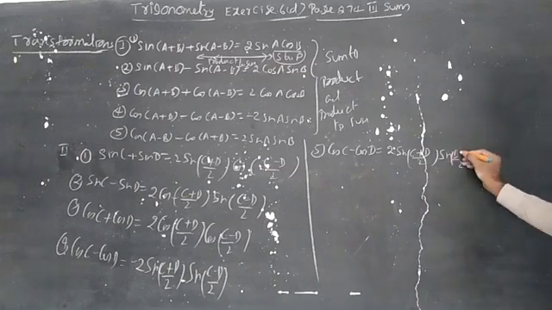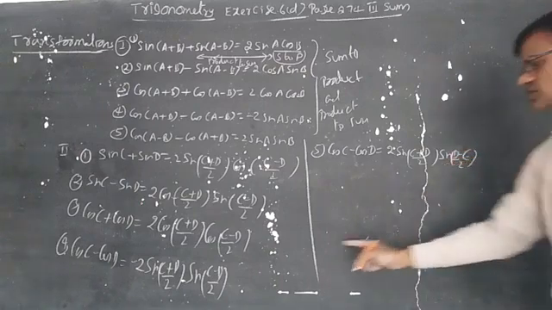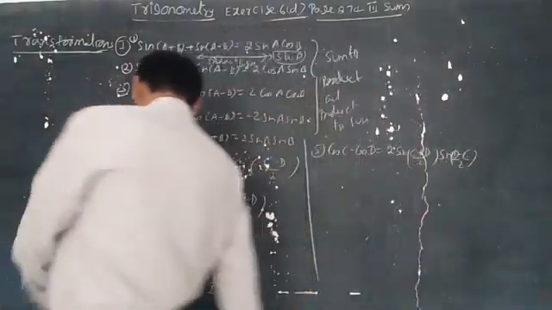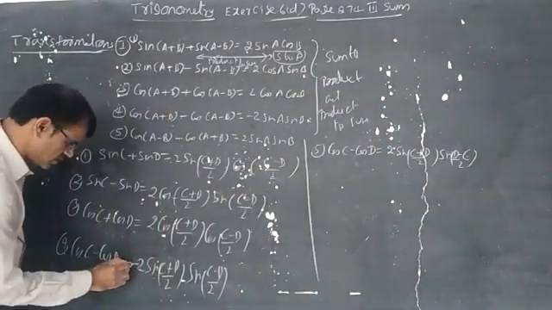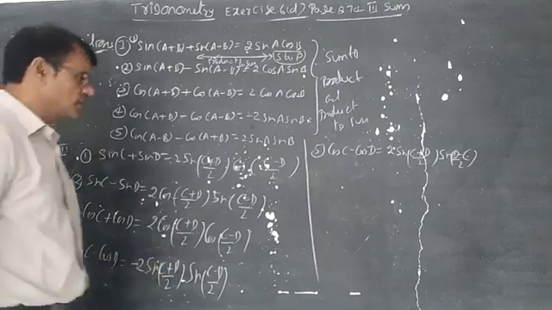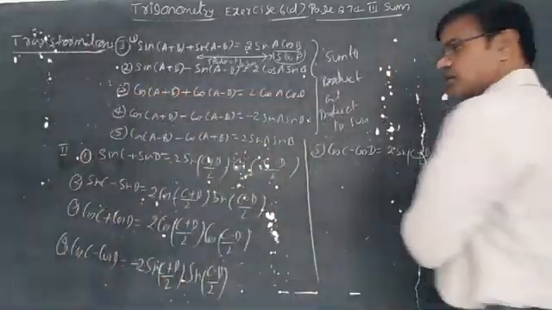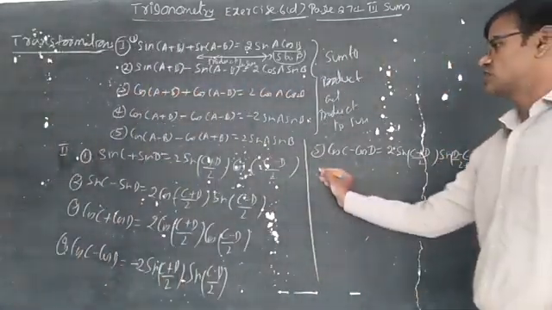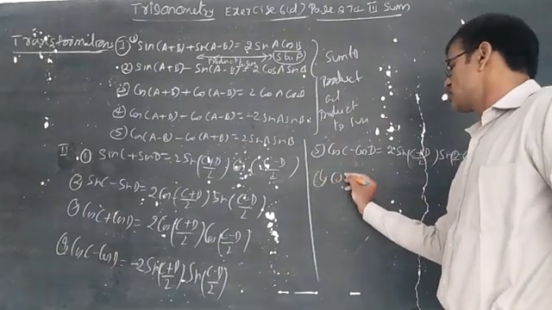Not sin of (d minus c) by 2, simply (c minus d) by 2. I changed it here because sin of minus theta is minus sin theta. With the minus multiplied, c minus d became d minus c. Next, you can also understand this one.